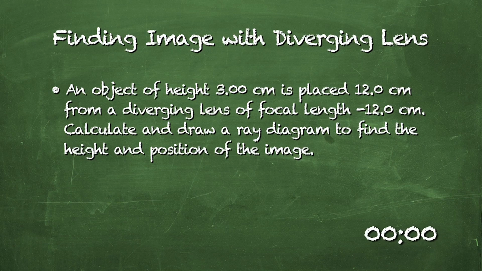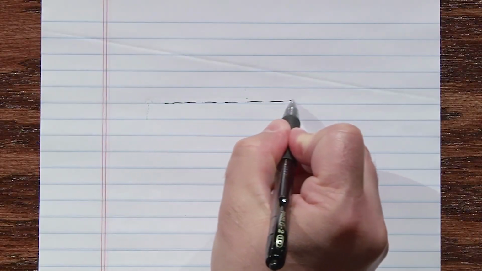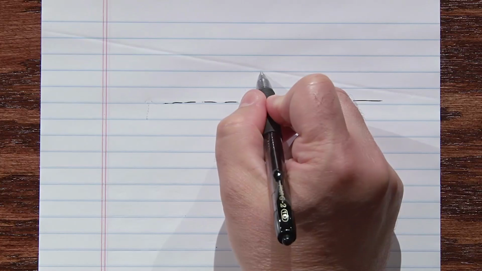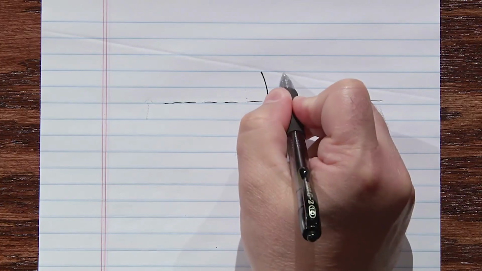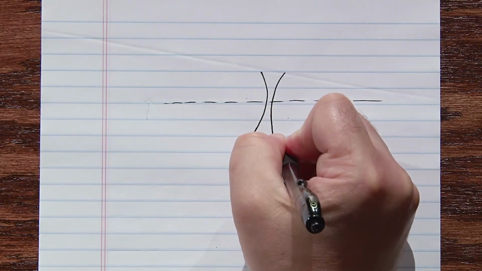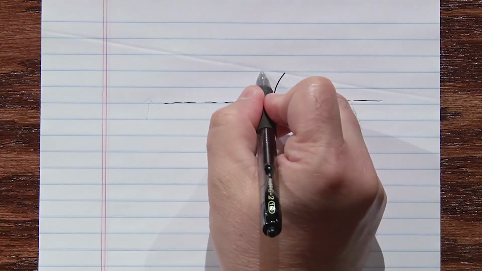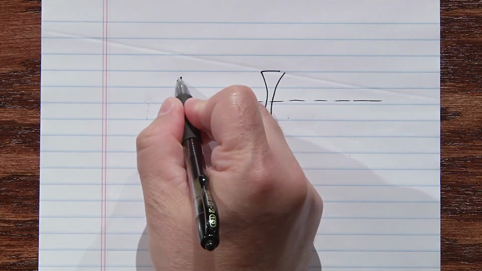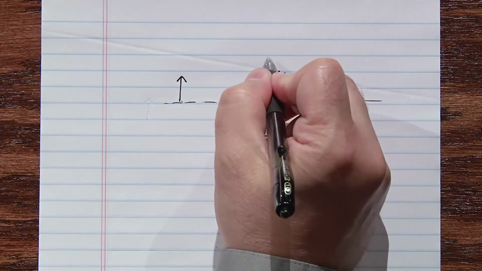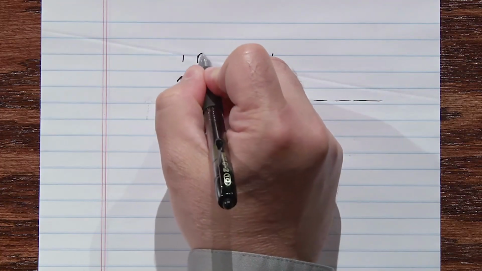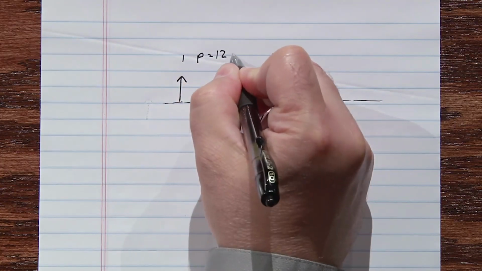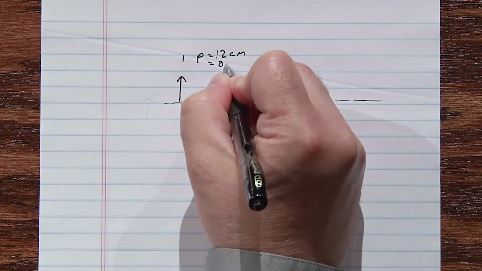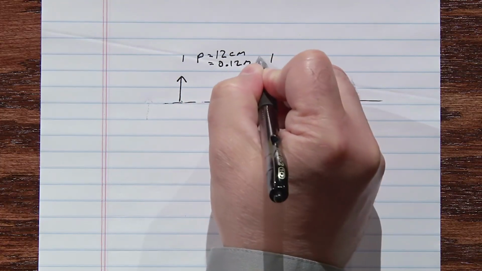Okay, here is our axis. Here is our diverging lens, thicker on the edge than in the middle. We'll place our object 12 centimeters from the lens. So p is equal to 12 centimeters, which is equal to 0.12 meters.